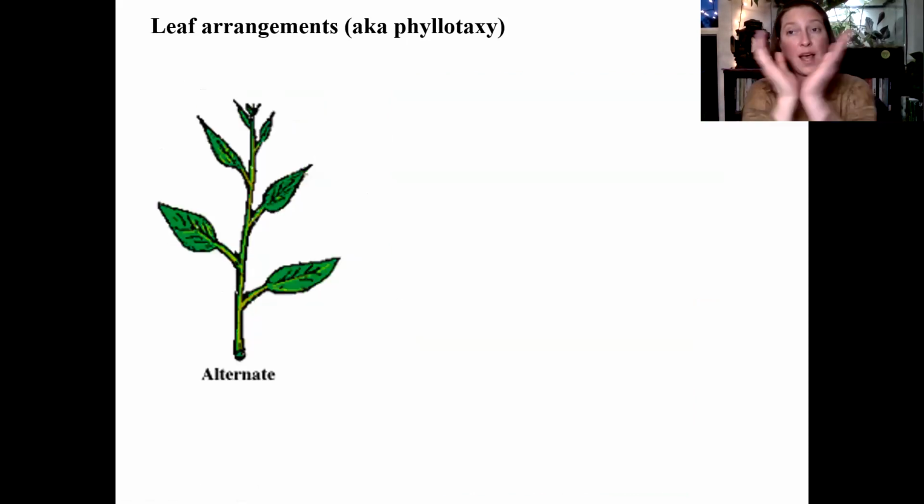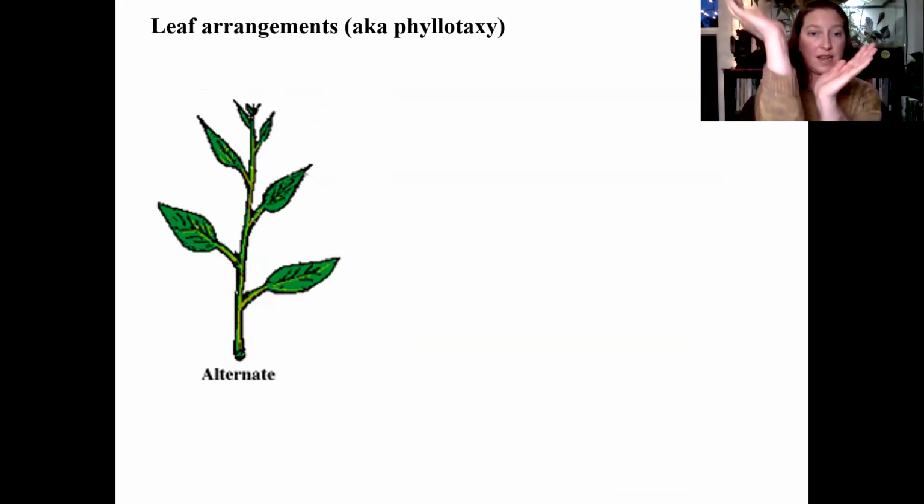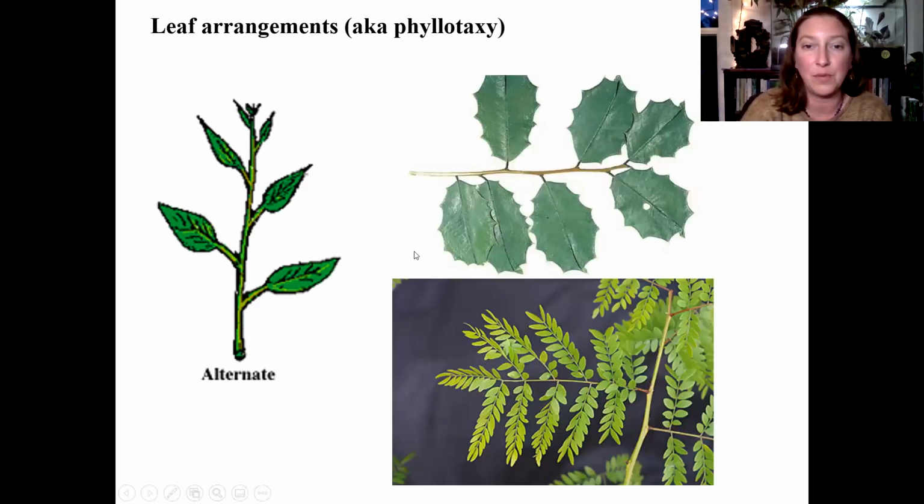Some other species don't have opposite, they have alternate. So instead here, leaves are going to alternate here, here, and the next one would be here, and the next one would be here, and the next one would be here. Alternate leaf arrangement. If you look on a real plant, here you go.